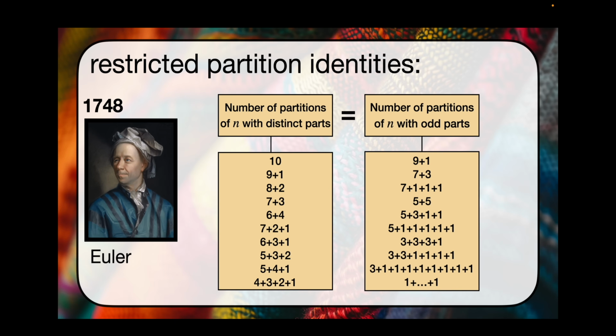Now we could look a little bigger. The number of partitions of 10 with distinct parts: we've got 10, 9 plus 1, and so on, down to this last one, 4 plus 3 plus 2 plus 1. And then you can also look at the number of partitions of n using only odd numbers: 9 plus 1, 7 plus 3, all the way down to just a string of 10 ones. If you were to count these up, these numbers are the same. There are 10 of each type of these partitions.